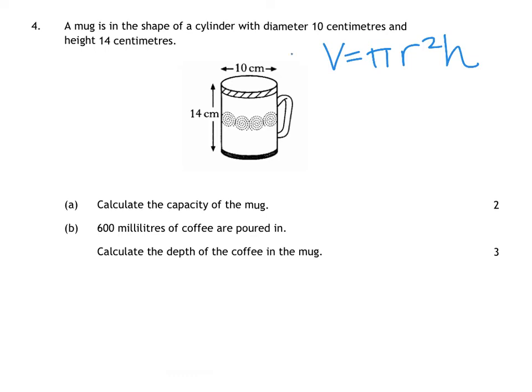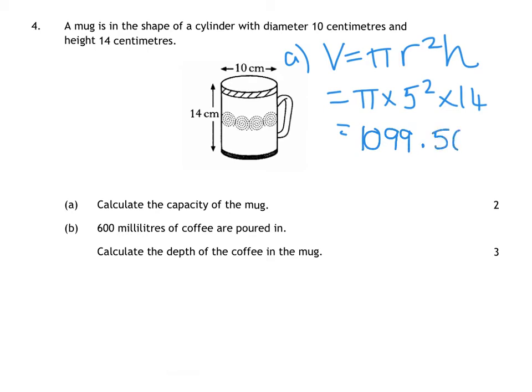So part A wants the volume. So we're simply substituting in. So we've got pi, our radius is half of 10, so 5 squared times 14. And if you go work that out, we have 1099.56. That is the volume of the mug. And that is going to be in centimetres cubed. Or that could also be millilitres, because a cubic centimetre is the exact same as a millilitre.